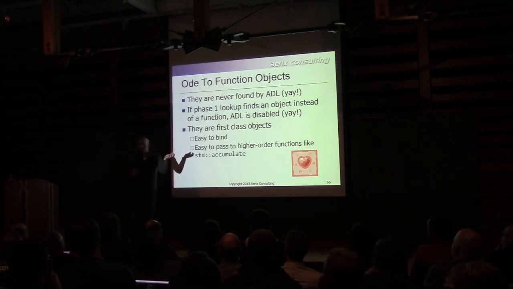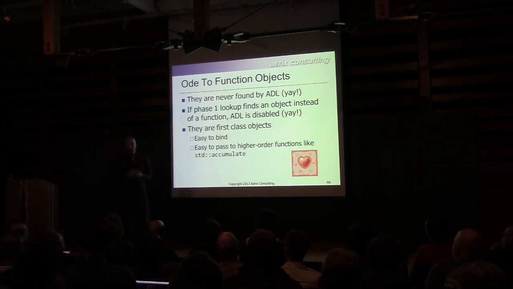You can't pass one of the standard algorithms. You have to instantiate it with types, which you can't really do portably. So if those were all implemented as function objects, you could just pass them around. You could std::bind them. You could pass them to other higher order functions. It makes it really nice, really nice.